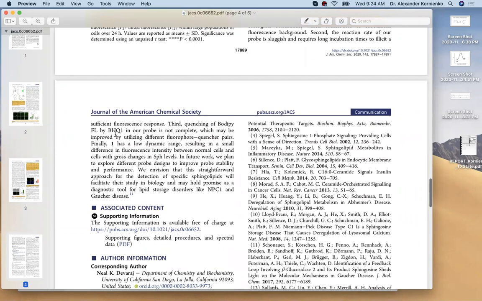All right, so third, quenching of BDP. Now this is the unit with the azo bonds, right? The quencher is not complete. So in other words, the quencher works, but it doesn't work very well, and this may be improved by utilizing different fluorophore quencher pairs. All right.